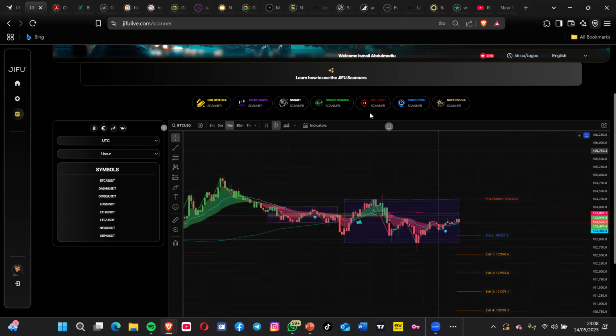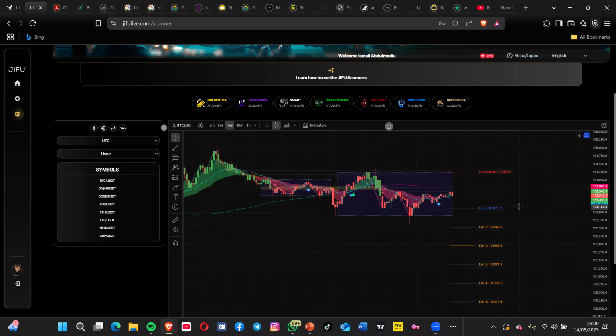So to summarize the strategy: first of all, Trend Wave calls the trade, you confirm with Killshot, and then you check how ready it is with Sniper Pro. We're going to have another session soon, maybe tomorrow, and I'll take you through each of them individually. Now, there are other scanners actually, like Smart Scanner.